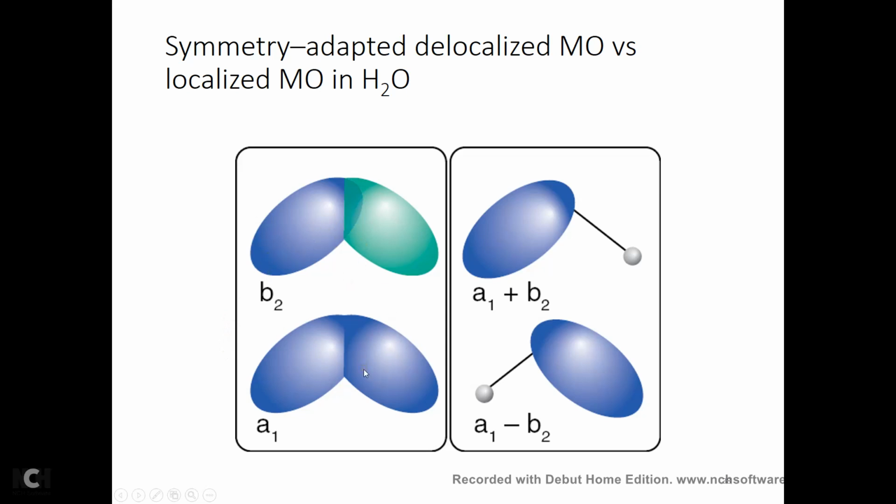And vice versa. If you do a linear combination of these two, for example, this one minus this one, you'll get this B2. This one plus this one, you'll get A1. So in the end, symmetry adapted delocalized MOs, these two, are linear combinations of localized MOs. And localized MOs are linear combinations of symmetry adapted delocalized MOs.